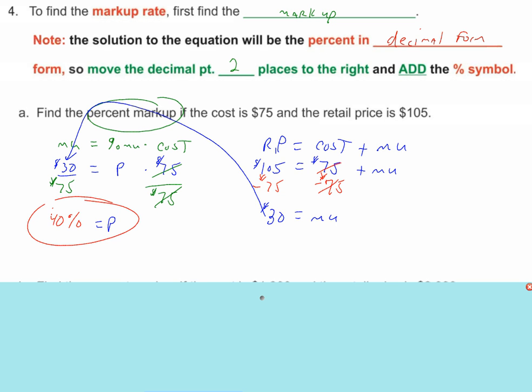Now, we always got to ask the ma'ams, does my answer make sense? The cost was $75, and then the merchant add $30 to it. Is $30 getting close to half of the 75? It is. Half of the 75 is 50%. We should be a little less. 40 makes sense. The ma'ams likes the answer, but make sure you always ask the ma'ams.